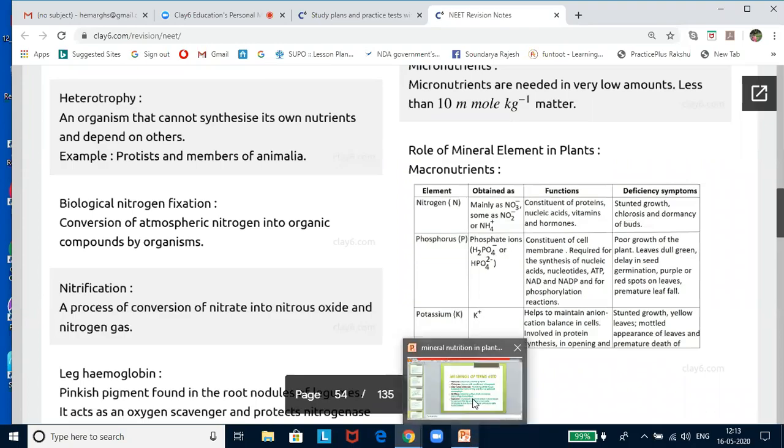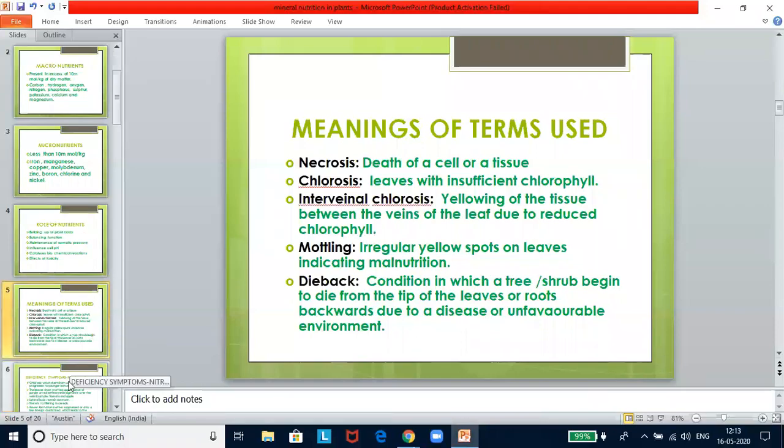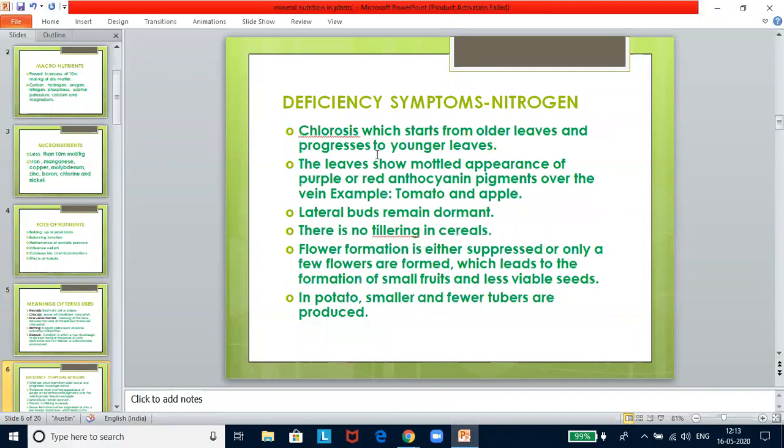Now let us look at its deficiency. What are the deficiency symptoms of nitrogen? Chlorosis starts from the older leaves and progresses to younger leaves. The leaves show a mottled appearance of purple or red anthocyanin pigments over the vein. This is commonly seen in tomato and apple.